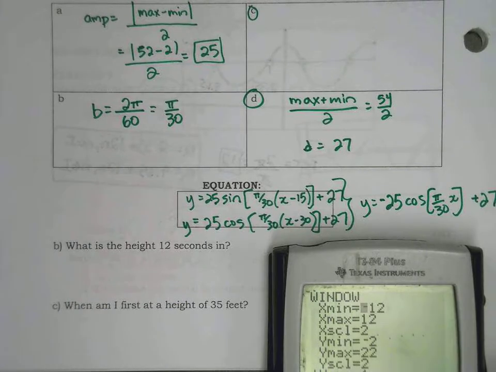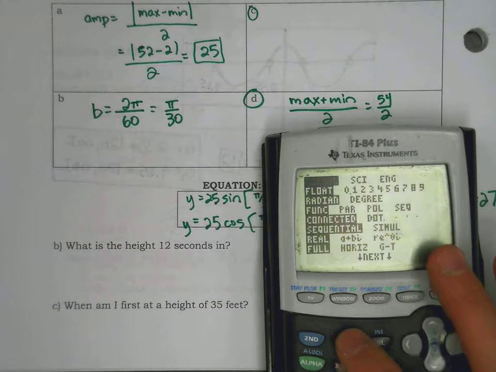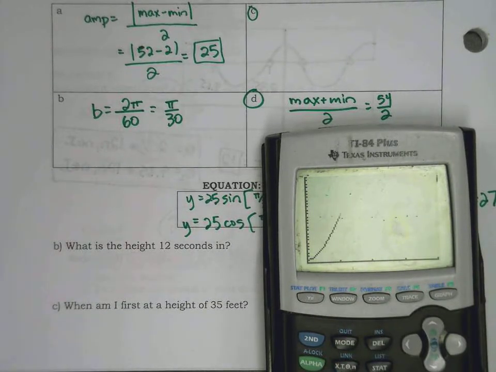So making sure my window settings make sense, I'm going to go from 0 to 60 seconds. Every 15 seconds could be a scale. And going from the ground up to our advertised max of 52 feet. And we should see this as long as we are in radian mode. One perfect path around our Ferris wheel.